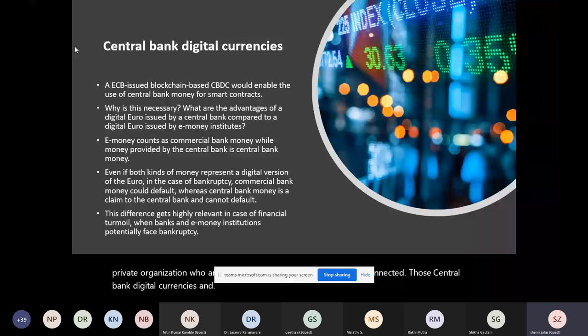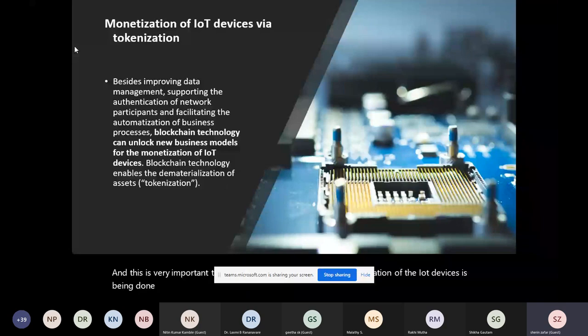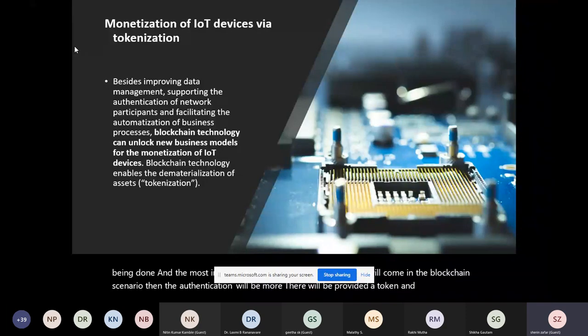And this is very important: tokenization and monetization of the IoT devices is being done. The most important thing is that when those IoT devices come into the blockchain scenario, the authentication will be more. They will be provided a token, and a new business model for the monetization of IoT devices is built with the help of that blockchain technology.